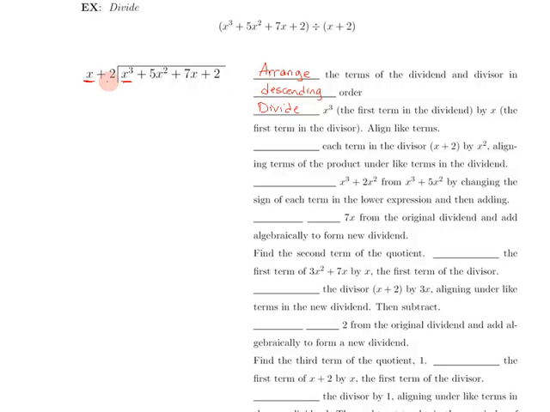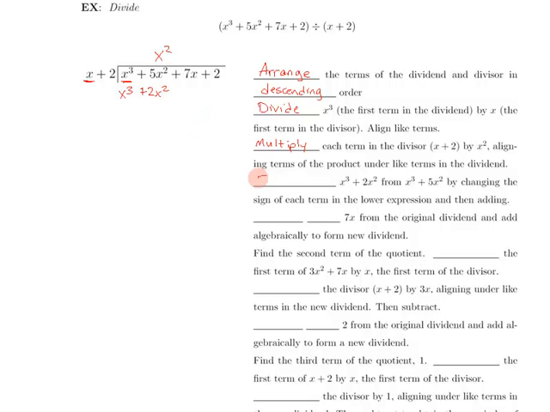So x cubed divided by x is x squared. That's what I have to multiply x by to get to x cubed. And then align the term. So I'm going to put the x squared that I just got above the 5x squared. Now you multiply each term in the divisor, which is x plus 2 here, by x squared. So x squared times x gives me x cubed. x squared times 2 gives me plus 2x squared.